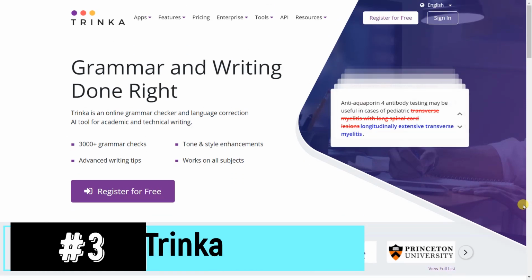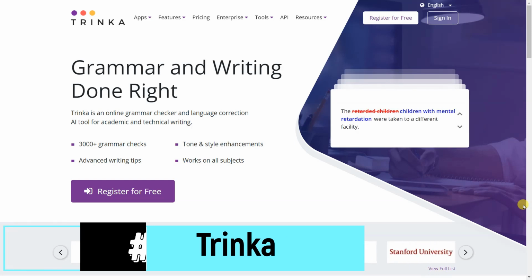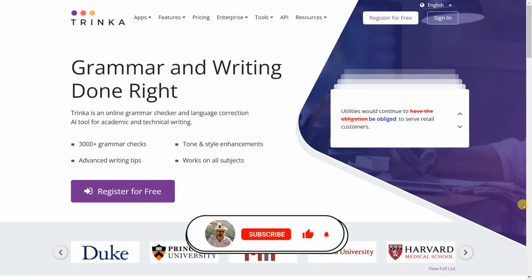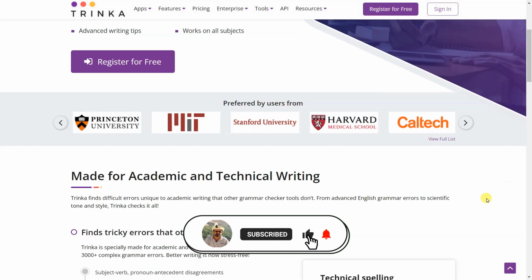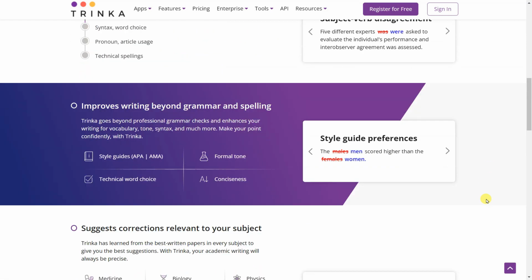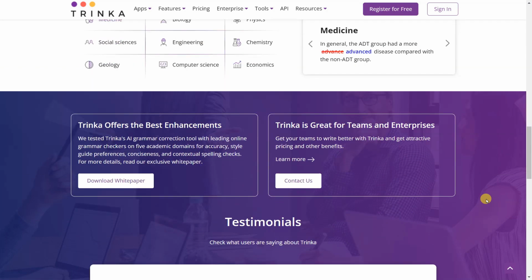Trinka, designed for academic and technical writing. Trinka is an AI-powered English grammar and plagiarism checker, which we have covered in this article. It also doubles as a language enrichment writing assistant. We have been testing Trinka recently and fell in love with it. Trinka is founded by Enago, an established academic service provider, so they are well-versed in the needs of academic papers or technical writing.